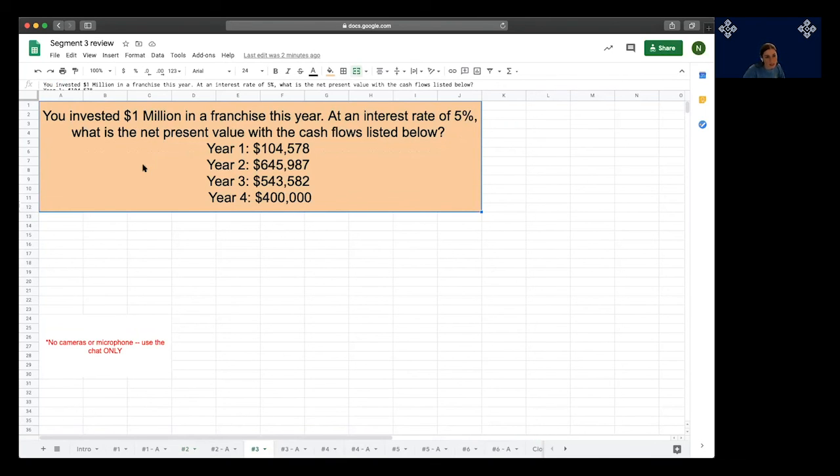The next one is: you invested 1 million in a franchise this year at an interest rate of 5%. What is the net present value with the cash flows listed below? So you have your 1, 2, 3, and 4, and you want to find the net present value. Again, I'll give you a few minutes and then we'll solve it. When you have your answers, put them in the chat.